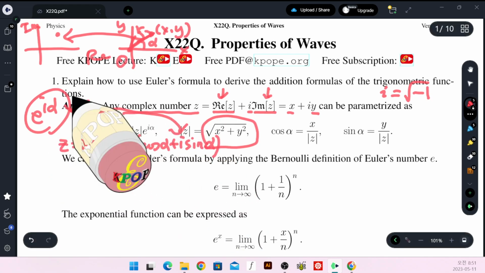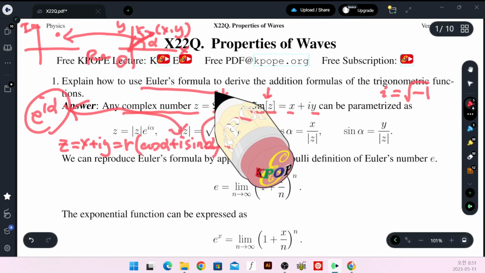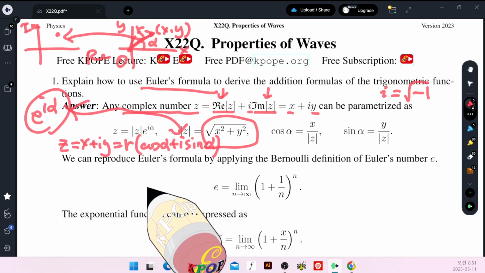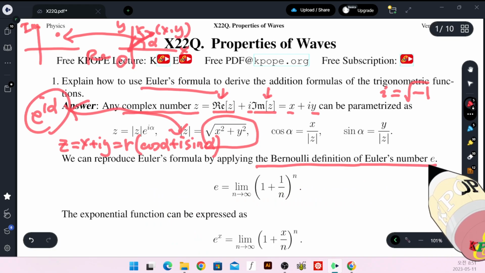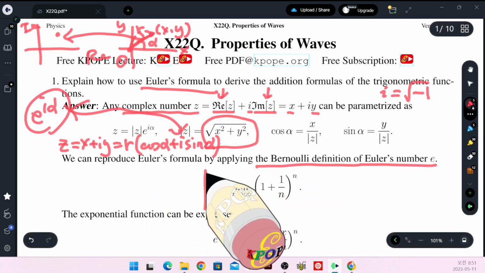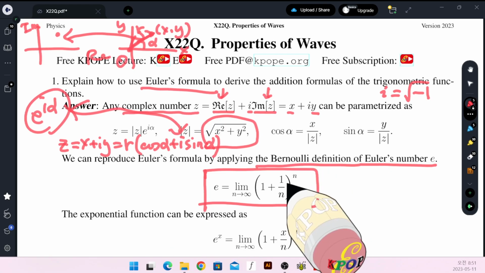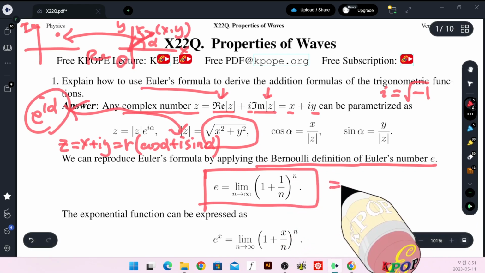Exponential i alpha is identical to cosine alpha plus i sine alpha. That is called Euler's formula. Euler's formula can be obtained directly from the Bernoulli definition of Euler's number. We have already studied it frequently. So we apply the binomial theorem to reproduce the expansion of this.